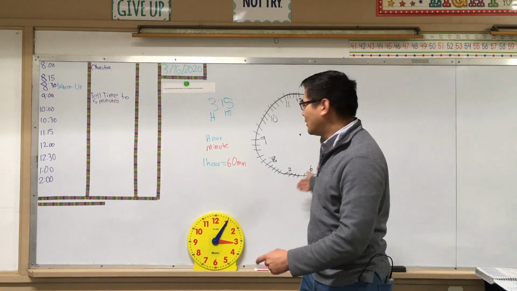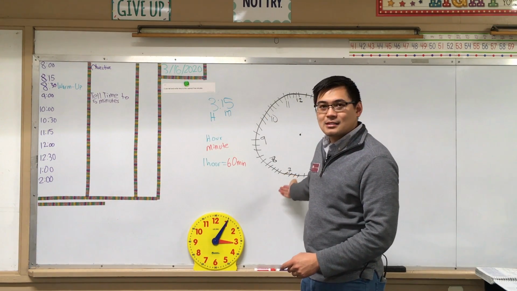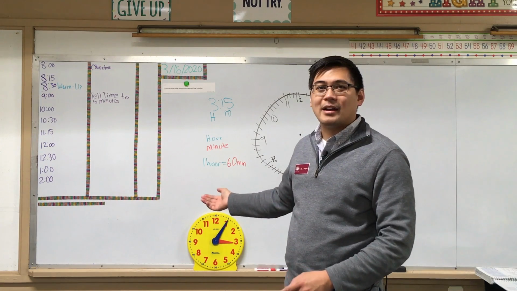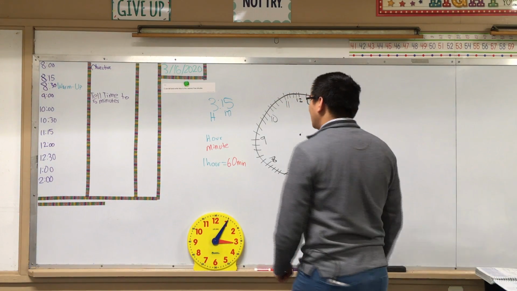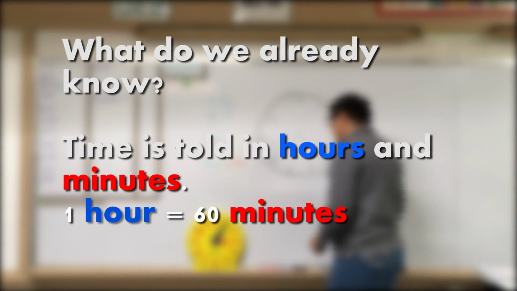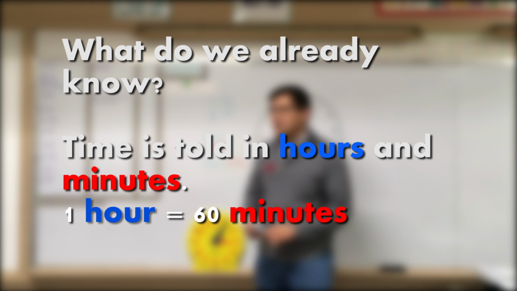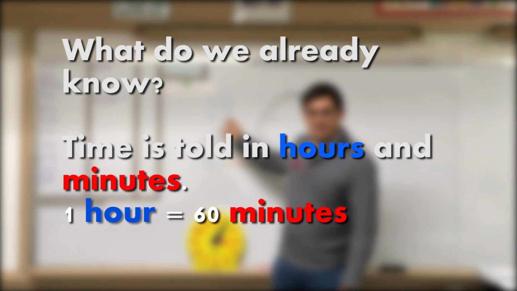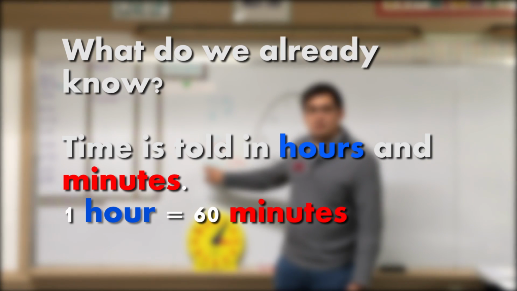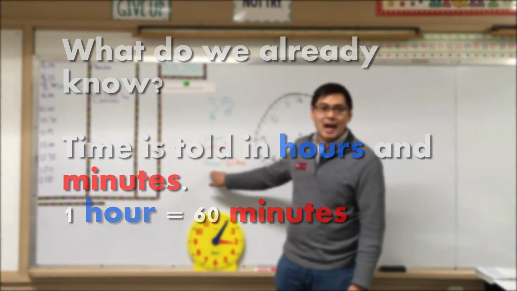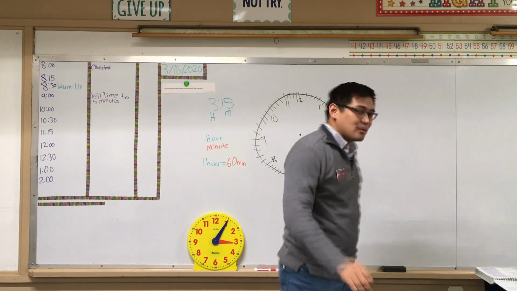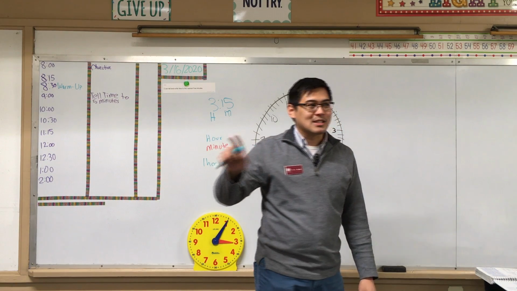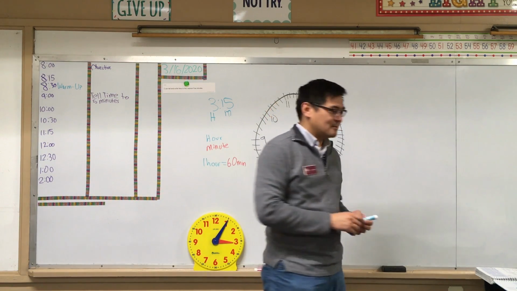And you can probably tell we have 2 clocks right over here. That's right, we're working with time today. What do we already know about time? We know that time is told in hours and minutes, and there's 60 minutes in 1 hour. Remember that 1 hour equals 60 minutes.